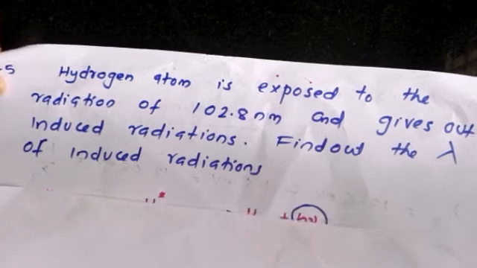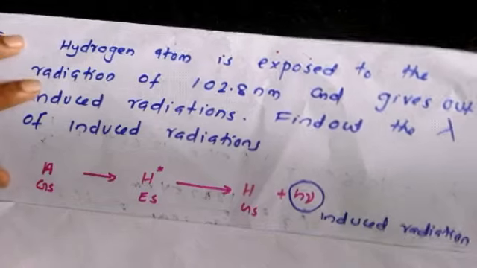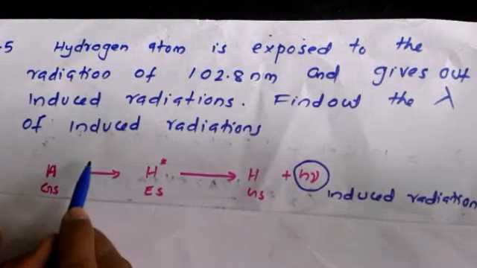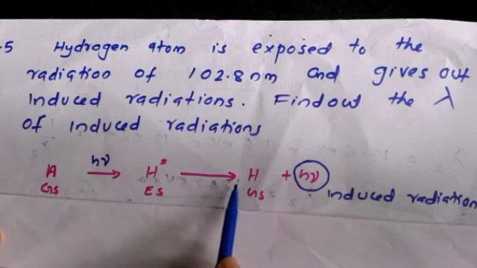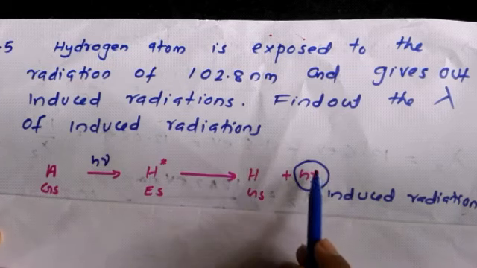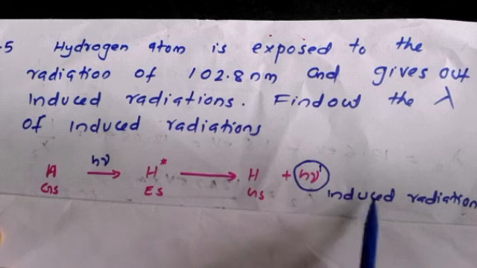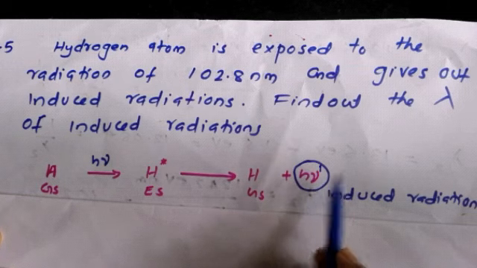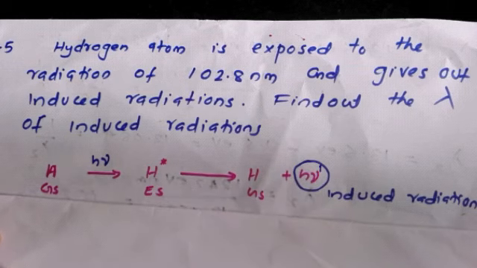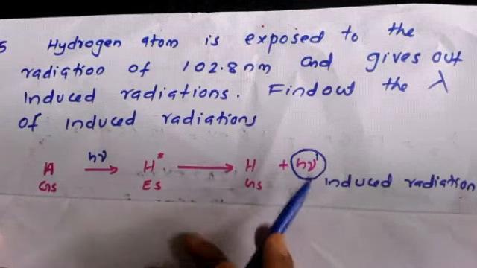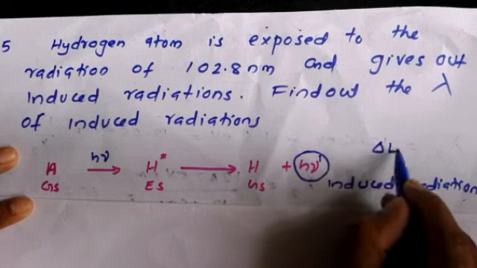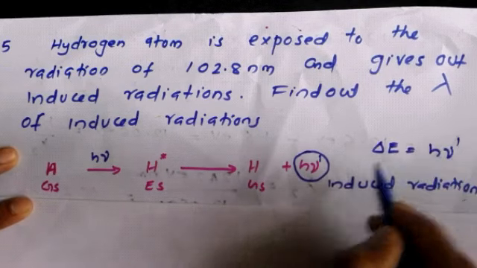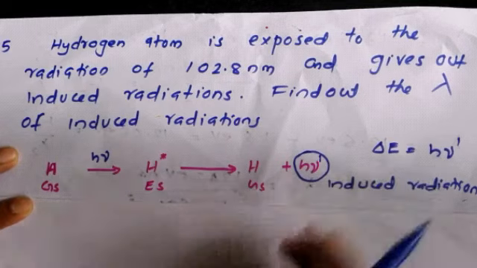The induced radiation means your hydrogen atom in the ground state, when it is exposed to light, goes to an excited state. After the excited state, it comes down to the ground state and h nu dash is emitted. This radiation is called induced radiation. They wanted to know the wavelength of this radiation. Therefore, it is emission radiation, and delta E is equal to h nu dash. Please remember, delta E is equal to h nu dash.